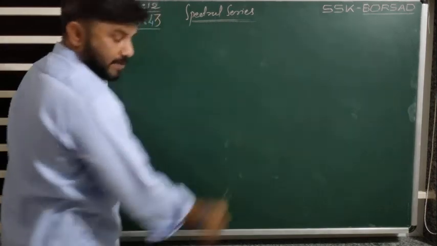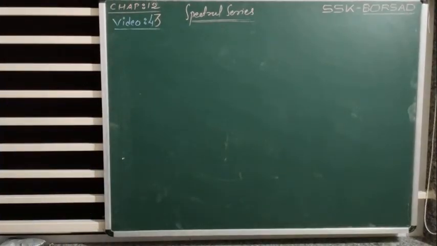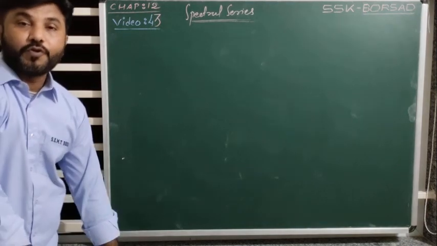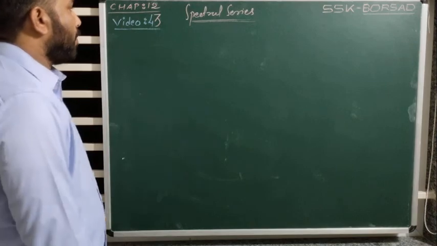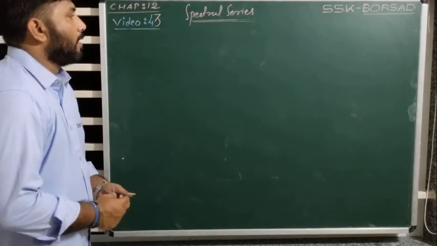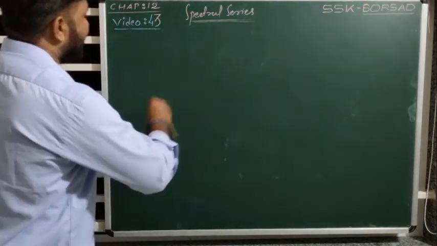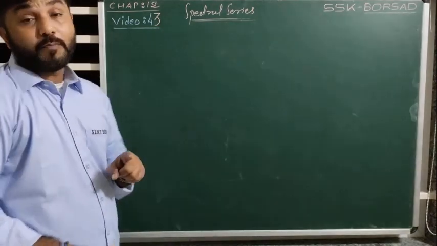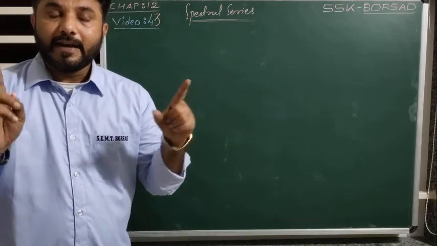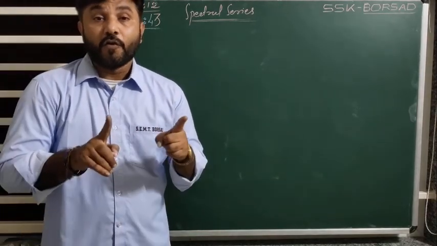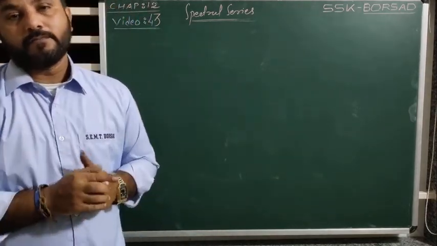Again, this topic is there on the same page number, that is page number 421 of physics textbook number 2. Okay, spectral series. There is a figure number 12.6. It is again a spectral line. It is the spectral line for hydrogen atom.